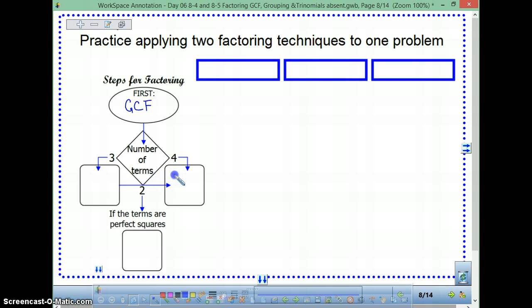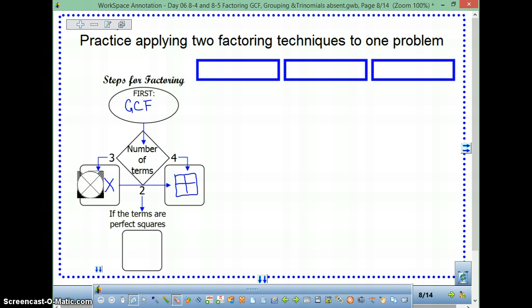If there are 4 terms, you're going to do grouping using an area model. And if there are 3 terms, you are going to do trinomial grouping, which is the box, using the x to split up the middle terms. So basically, you could think of it as turning it into a 4-term polynomial. So use the x and then the box. Okay. Let's give one a try.